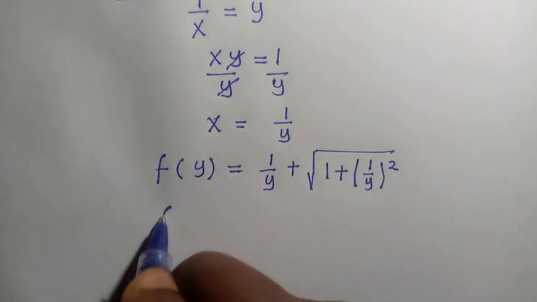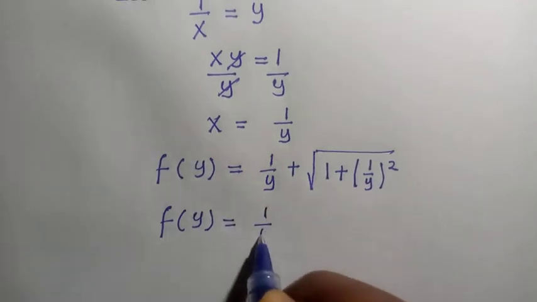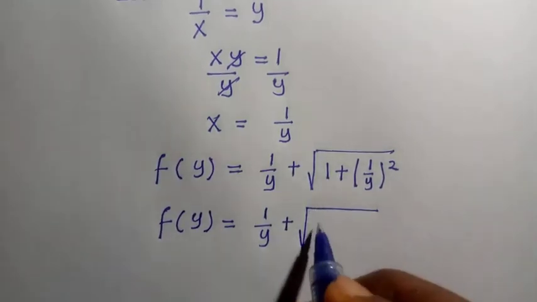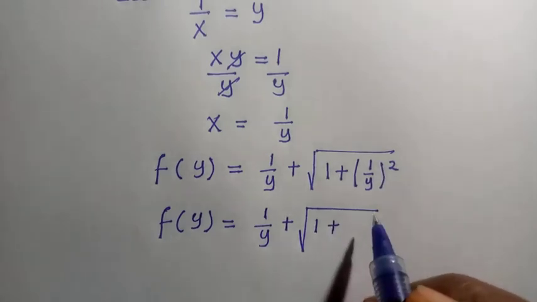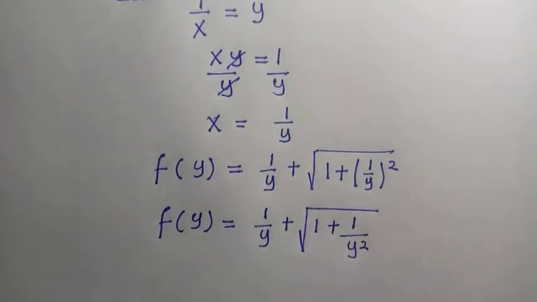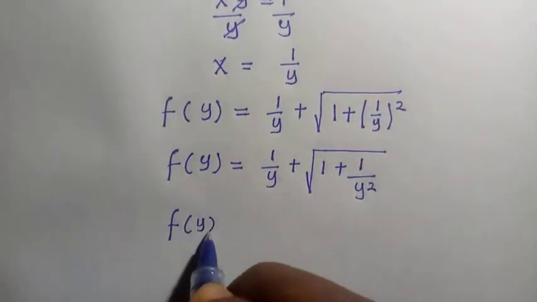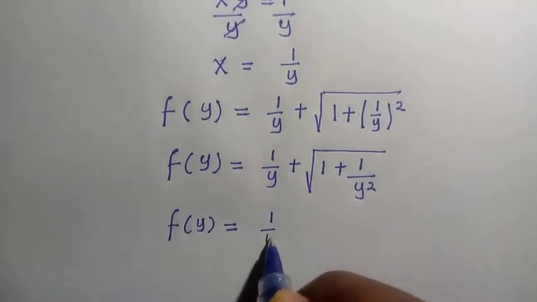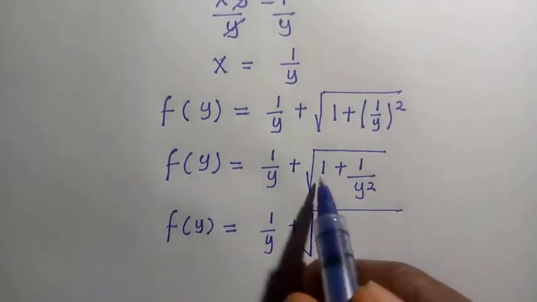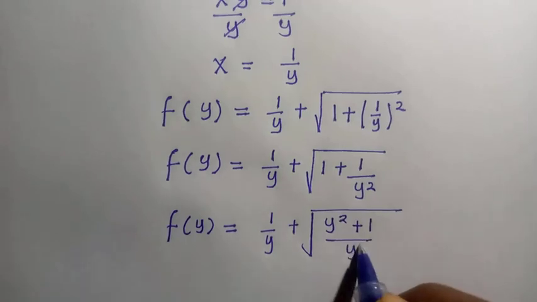So here we have f of y equals 1 divided by y plus the square root of, so by rule of indices, 1 will take square, and 1 square is 1, then y will also take its own square. So we have to finish this up as we have f of y equals 1 divided by y plus, we try to find the LCM, then we multiply this with this as y squared plus 1 divided by y squared.